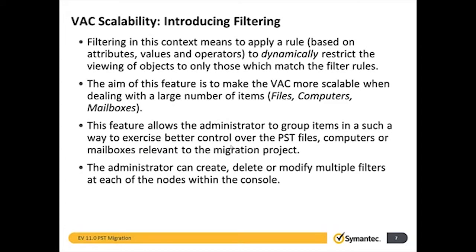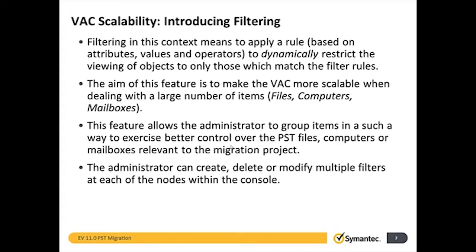So filtering in this context really only means to apply a rule based on a certain set of values, attributes and operators to dynamically restrict the viewing of objects to only those which match the filter rules. So really only narrowing it down to the items that you're interested in. If you've got thousands of PSTs, you only want to see the 100 PSTs or the 5 PSTs that you're interested in, you can apply a filter.